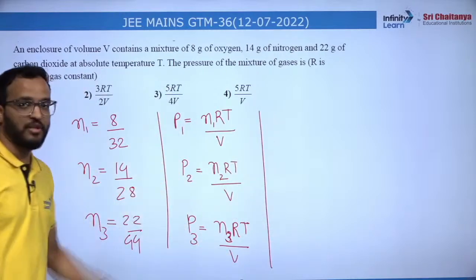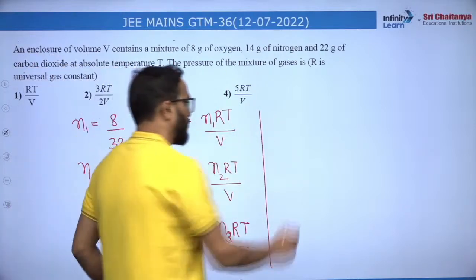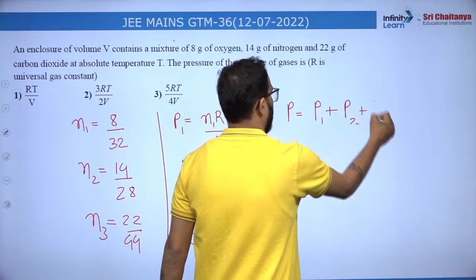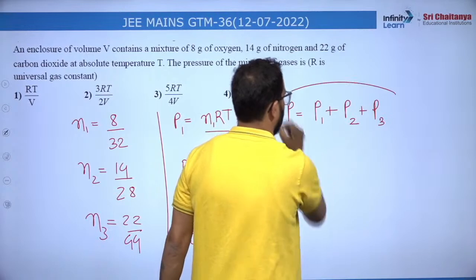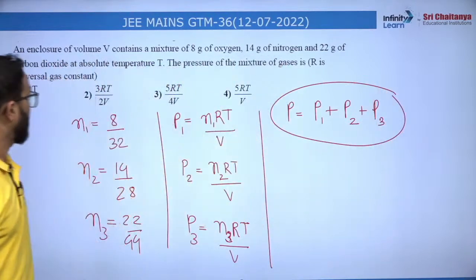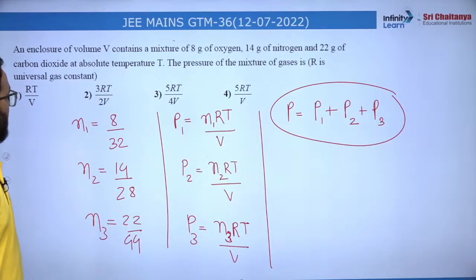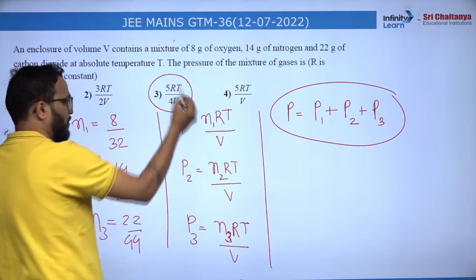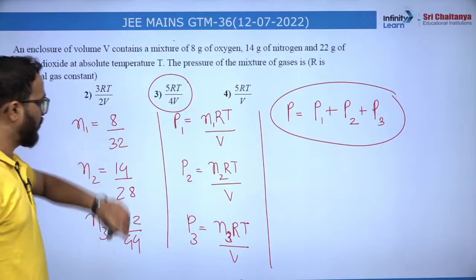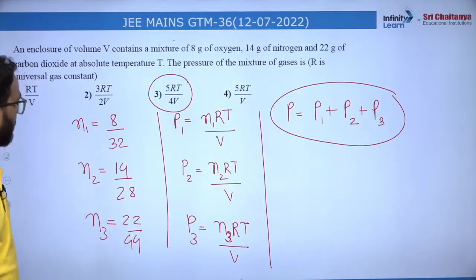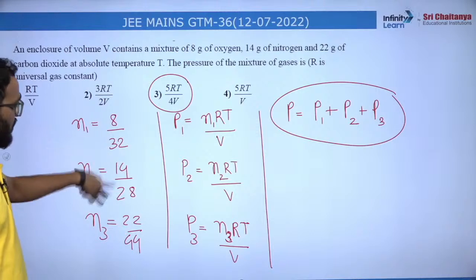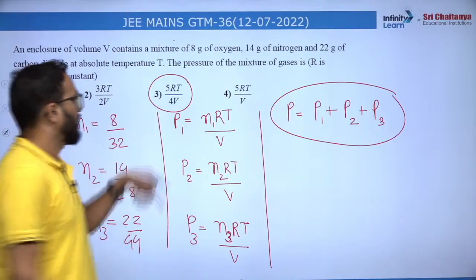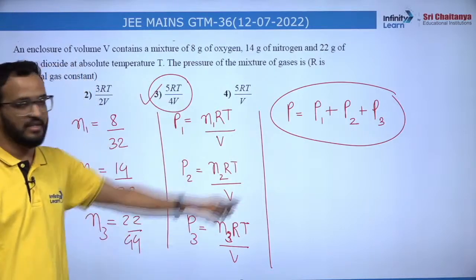What is the overall pressure? P1 plus P2 plus P3, got it? This will be your answer. I guess the answer comes out to be 5RT by 4V. If I remember, 5RT by 4V will come out. It will be 1 by 4, 1 by 2 and 1 by 2. 1 by 2 plus 1 by 2 is 1, plus 1 by 4 is 5 by 4. Yes, this will be the right answer. So you can just add them and get your answer.